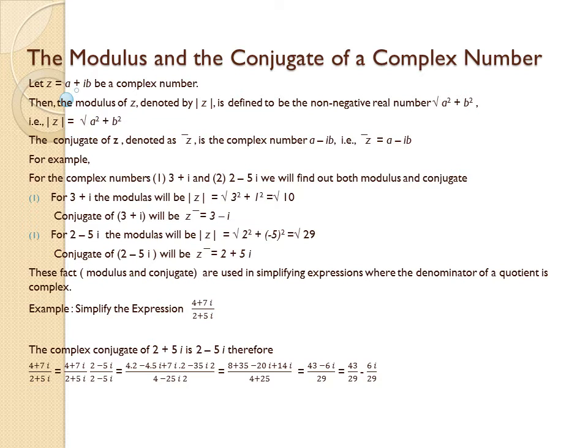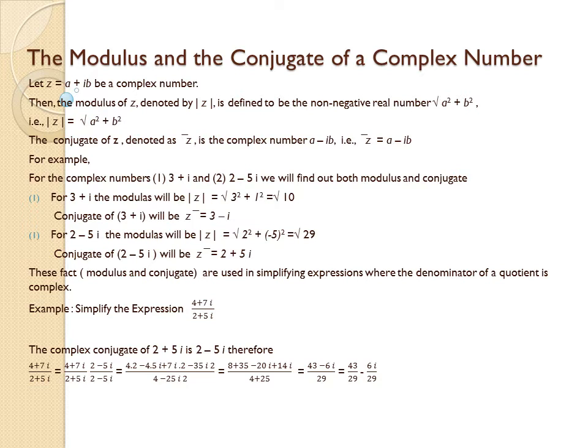So the denominator becomes 4 plus 25, that is 29, and the numerator, if I sum these things, 8 plus 35 equals 43, and minus 20i plus 14i equals minus 6i. So it becomes 43 by 29 minus 6i by 29. So this is the simplest form of a complex number, that is, it is coming as a plus ib. So this is the reason to multiply with the complex conjugate.